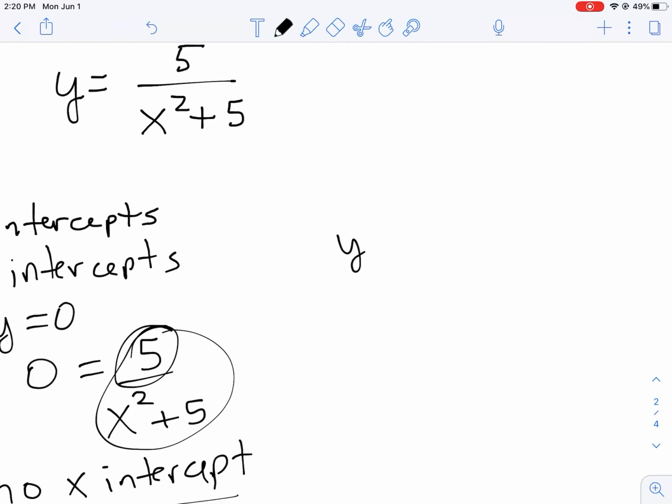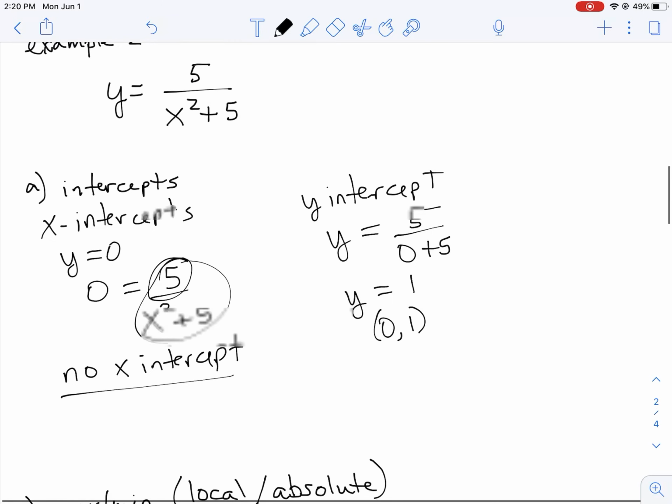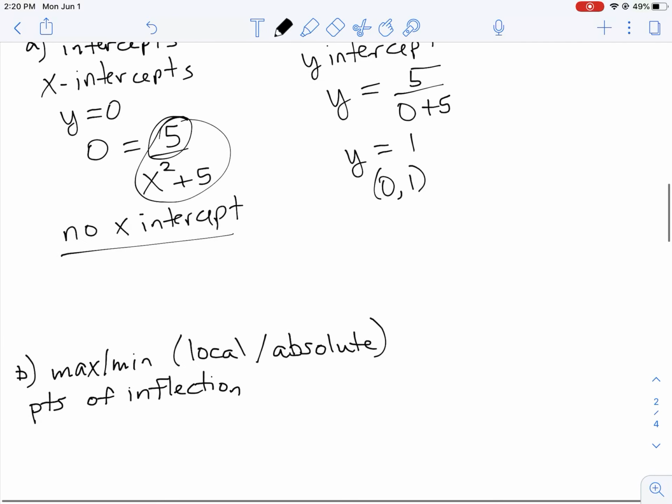So for the y-intercept, remember we let x be 0. So y equals 5 over 0 plus 5, and it looks like y equals 1. So the y-intercept is the point (0, 1). Okay. So now find any maximums or minimums and points of inflection.